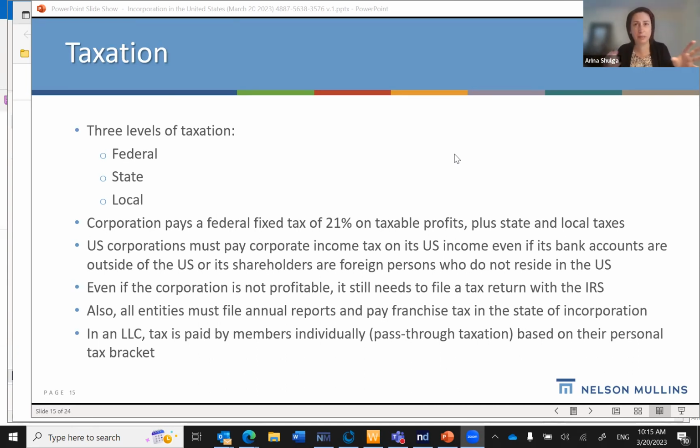So very different conceptually, right? A corporation pays its own tax. An LLC doesn't. In an LLC, it's the members who pay. Okay.